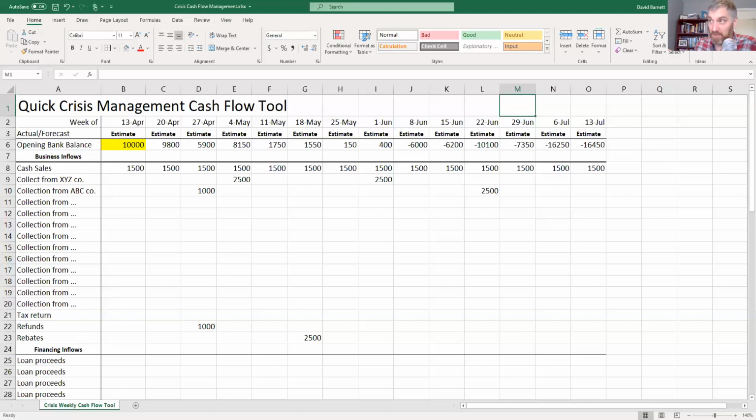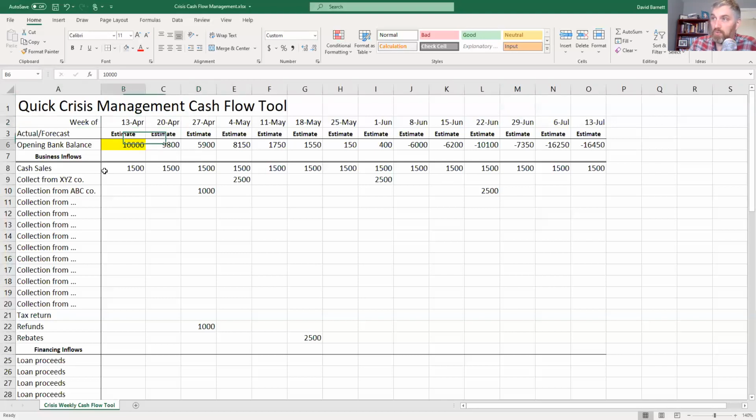And now let me show you how to use this tool, because if you don't have any tool in place, you need to get something. And this is something that you can literally put together probably in an hour or less. So what I've done along the top here, in the second row, is put the Monday dates of each week going out 3.5 months, okay?